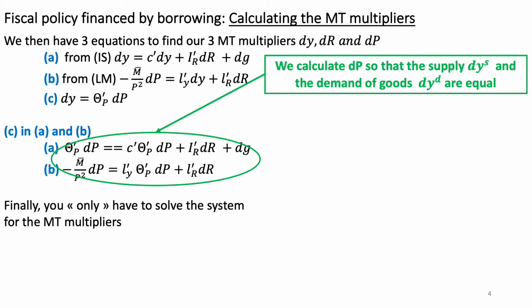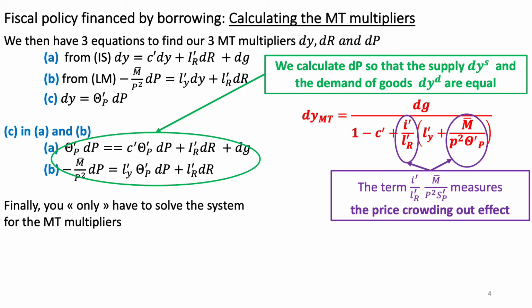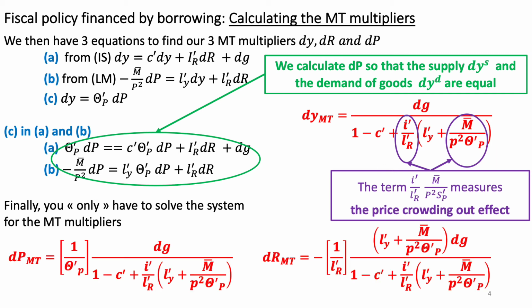When you're done doing the math, you will see that dy medium-term is lower than dy short-term, because precisely we have a new term in the denominator, which measures the price crowding out effect. We can then proceed and simply calculate dp medium term and dr medium term.